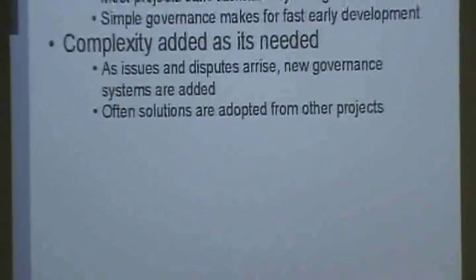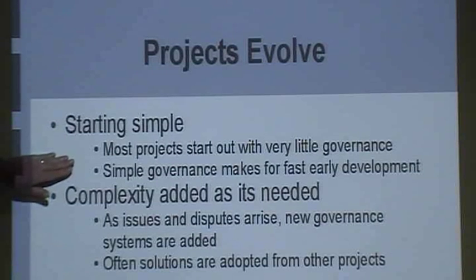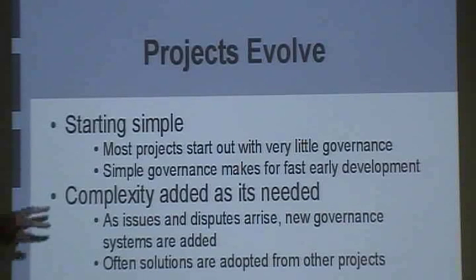Okay, projects tend to evolve over time. They often start with a very simple and very small amount of governance. And that simple governance often makes for fast early development because governance can provide friction. Too many rules slows things down sometimes. So then complexity tends to get added as it's needed. So as issues and disputes arise, new governance systems are added, and often the solutions for governance are adopted from other free software projects. And so they look at how another free software project that they admire solves a particular issue and then adopt that technique.